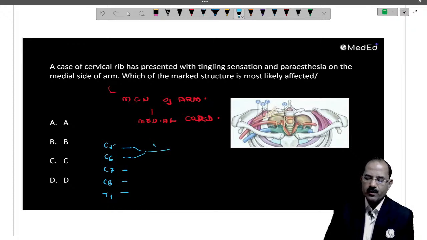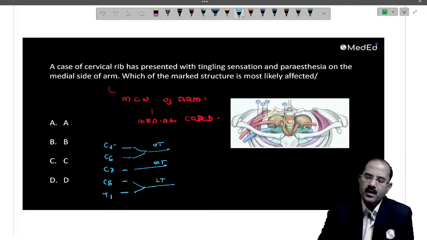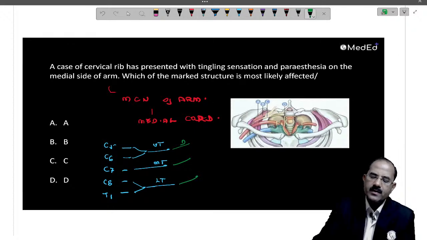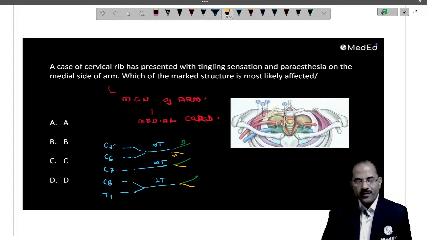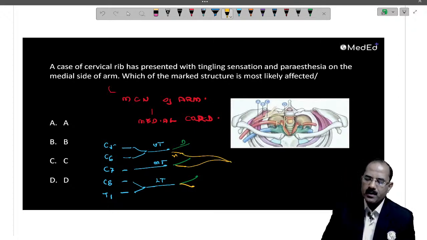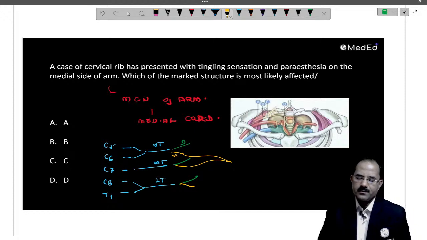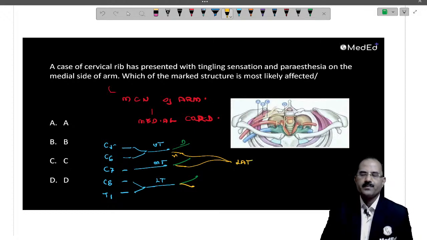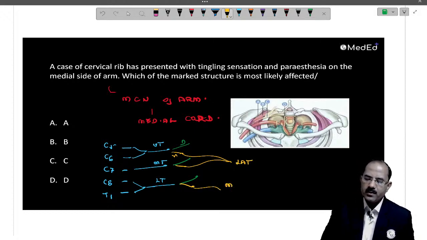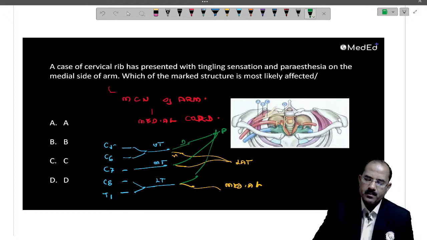C5, C6 join to form the upper trunk. C7 becomes the middle trunk. C8 and T1 join to form the lower trunk. Upper trunk, middle trunk, lower trunk. Now, each of these trunks divides into a dorsal division and a ventral division. The ventral division of the upper and middle trunk forms the lateral cord. The ventral division of the lower trunk continues as the medial cord, and the dorsal divisions of all three trunks join to form the posterior cord.